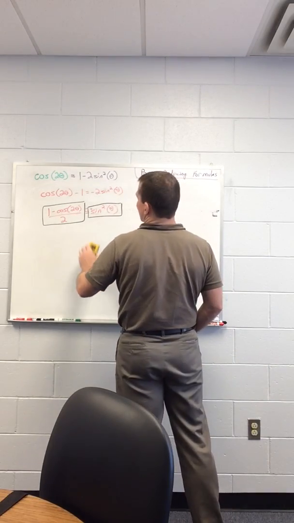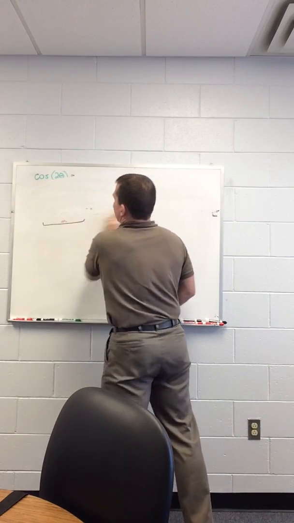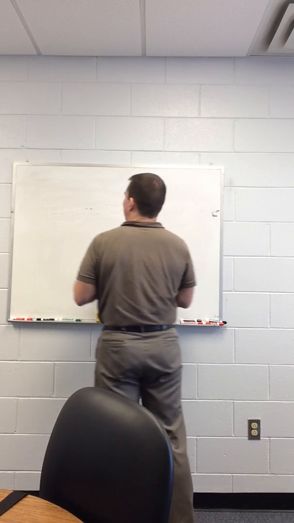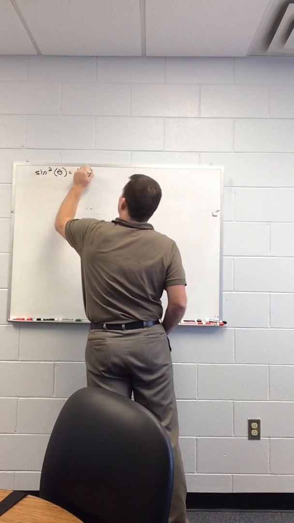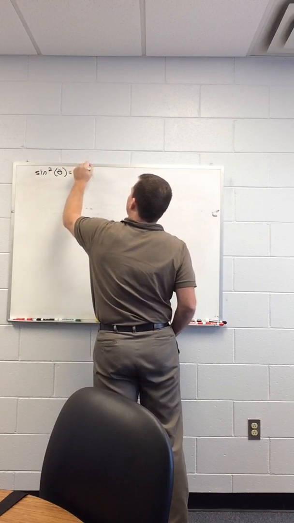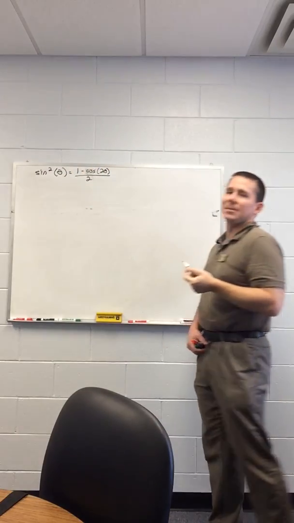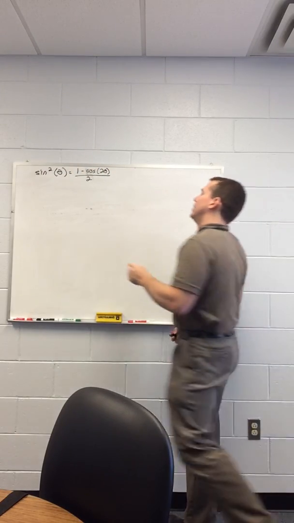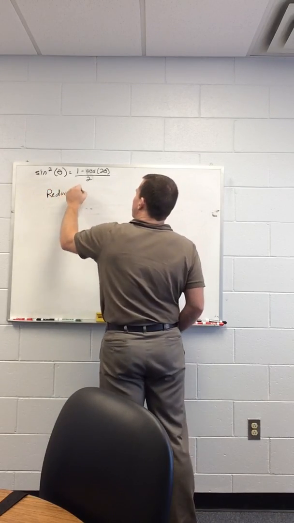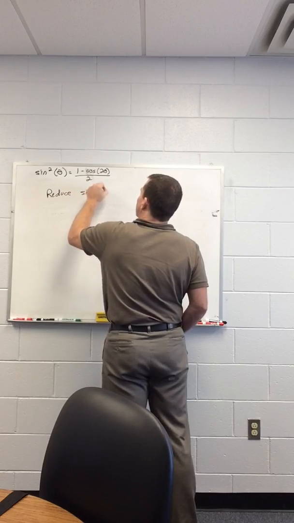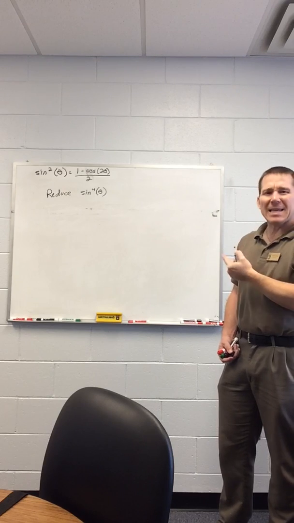I'm going to need room for this, so maybe we'll start writing it over here, and we can erase all of that. And we will just write over here: sine squared of theta equals 1 minus cosine of 2 theta all over 2. Now, reduce sine to the 4th of theta.